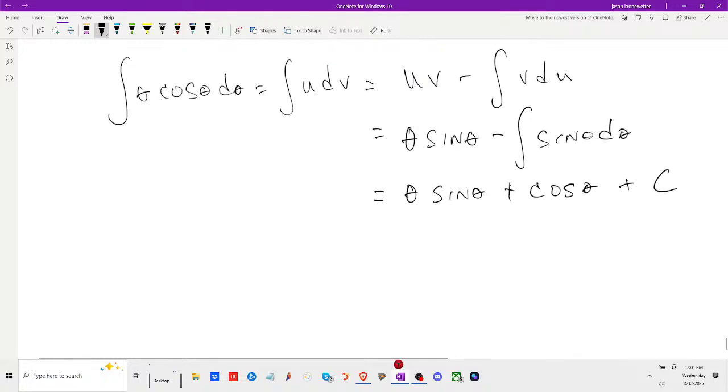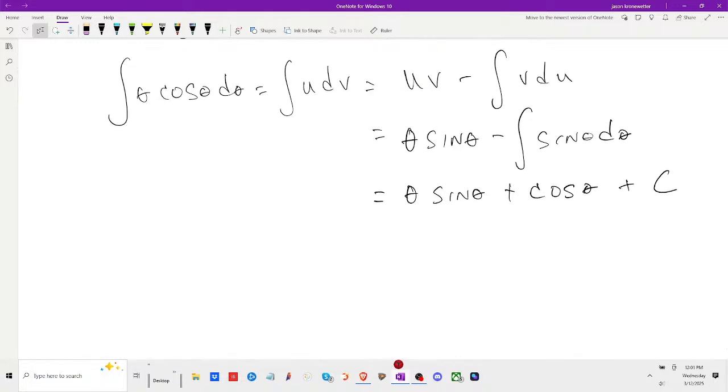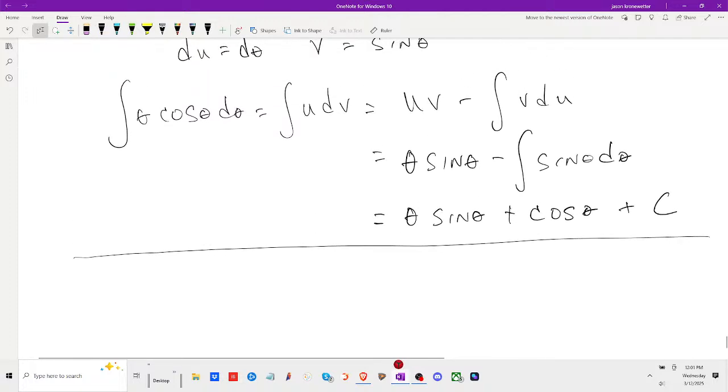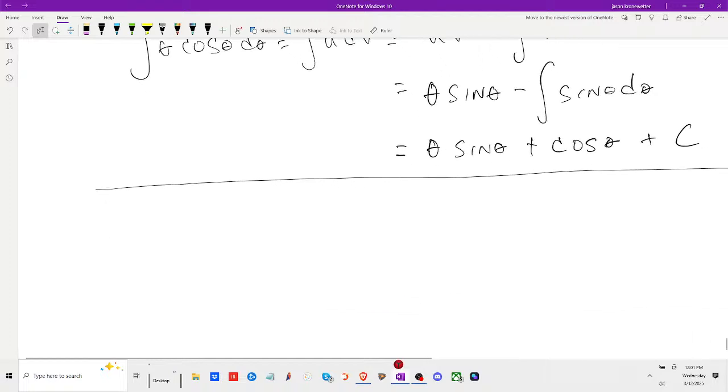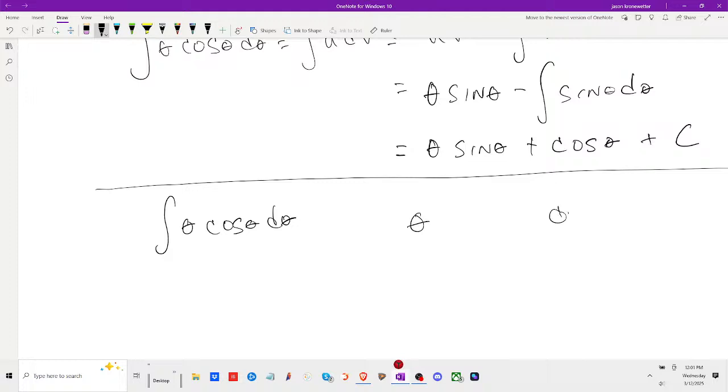Okay. Now, I also want to introduce a shortcut, because I'm going to be doing this in several of the problems. I want to show you a quick way of doing this. So, excuse me, we already have the answer here, but let's do this another way. We're going to do theta cosine theta d theta, and I'm going to pick my u to be theta and my dv to be cosine theta.